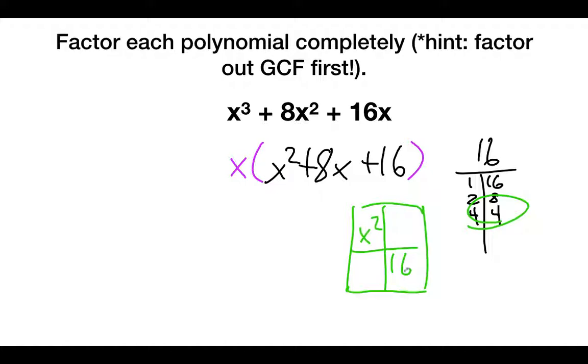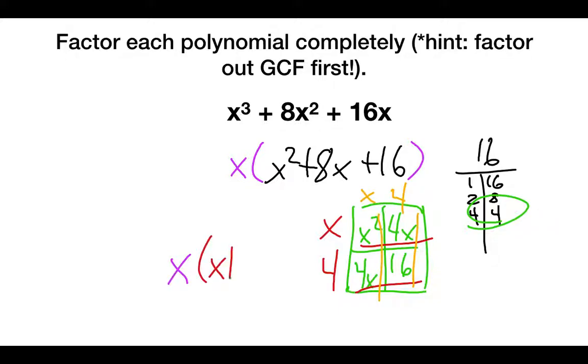x squared, 16, 4x, 4x. So let's see. x, 4, and on the other side, x, 4. Meaning our final factorization would be x times x plus 4. And since it's times x plus 4, I'm just going to write squared.